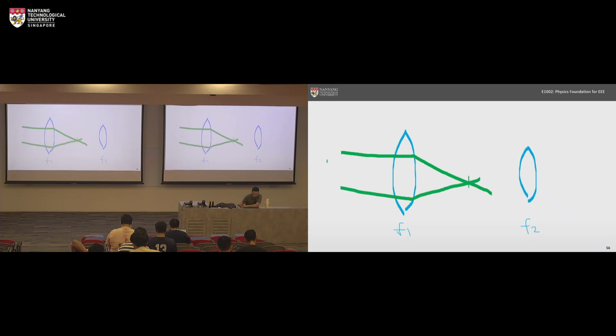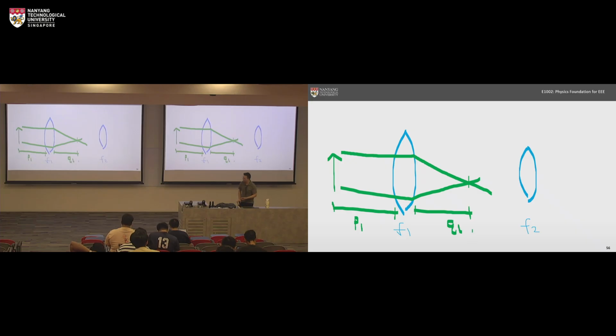Okay, so what do you call this? If you just look at the first lens, and this is your object, you will call this P, right? P1, F1, and this one you will call Q1.